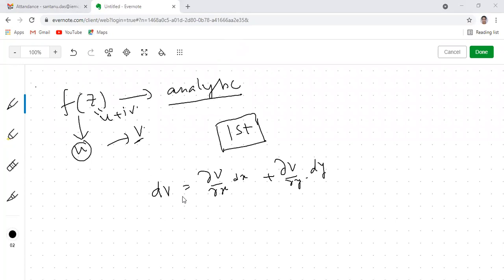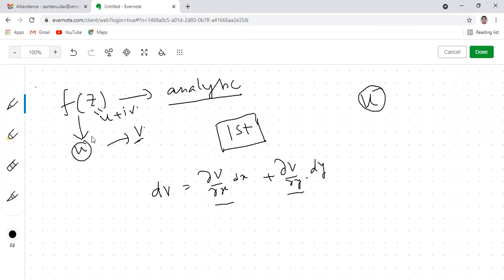So we need to identify v. For that, we want to express v in that form. The total differentiation of v is dv, which can be represented with the partial differentials in that form. Now u is known to us. We don't know del v del x and del v del y. These two are unknown to us.